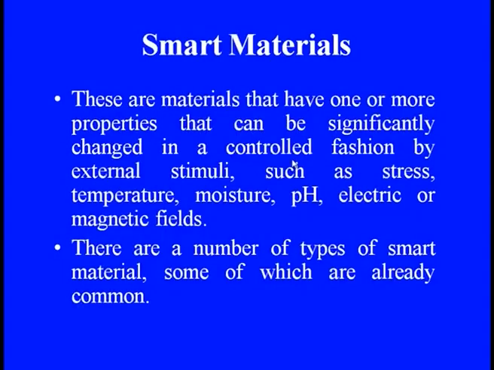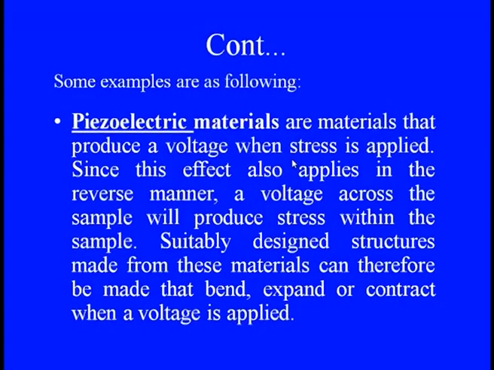So under the broad category of smart materials, there is a significant change in the control fashion by putting in these smart materials, such as the stress. We just want to control the stress, the temperature, the moisture, the pH value, the electric and magnetic fields. They are really the external stimuli. And there are a number of types of these smart materials, like the piezoelectric materials. We are going to take up the detailed features of that, but right now I am just going to categorize these things.